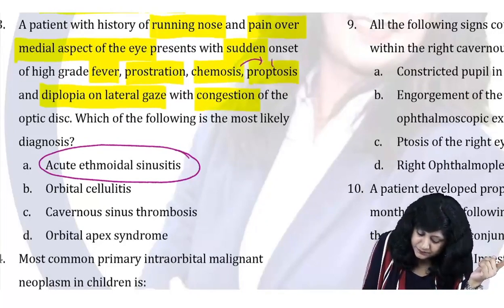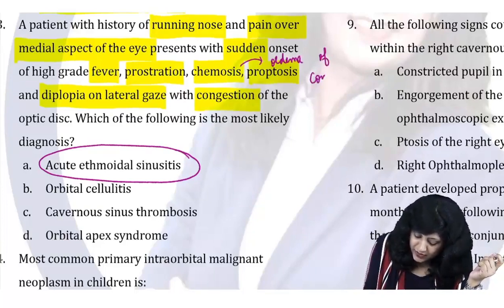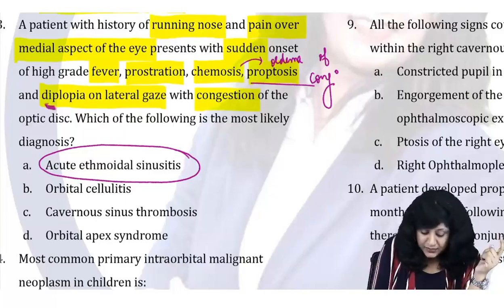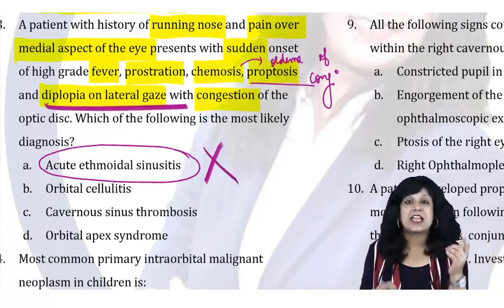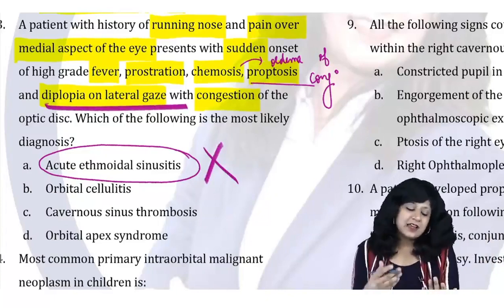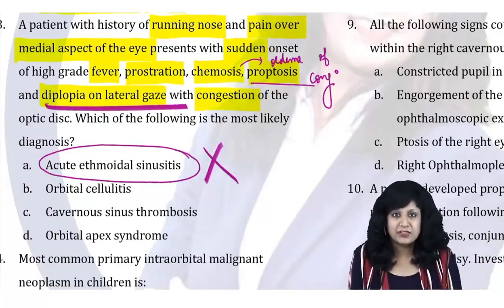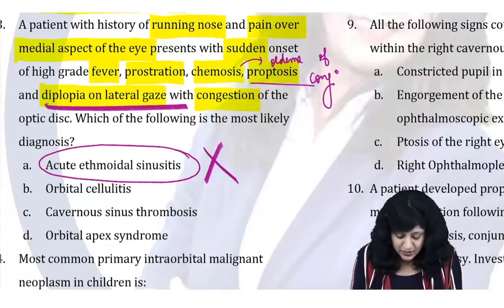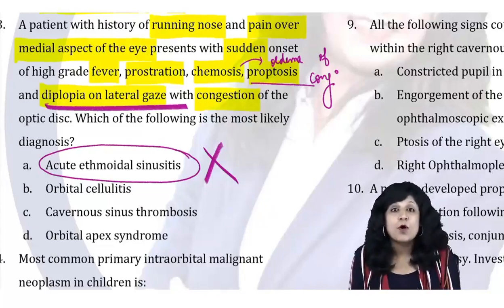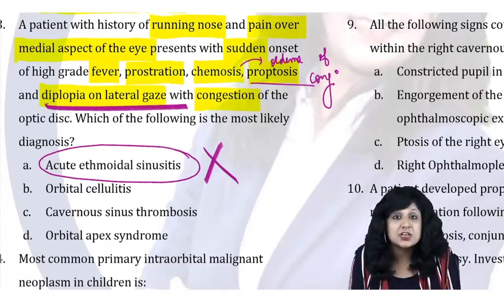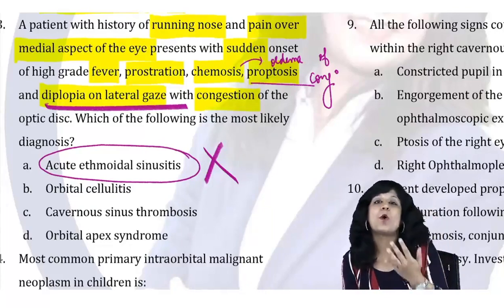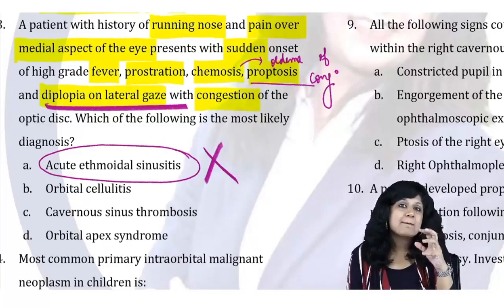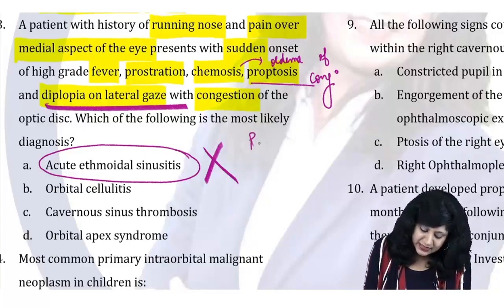Chemosis means the edema of the conjunctiva, the proptosis is there. Diplopia on the lateral gaze? No. The sinusitis patient will not develop, like fever I can think of. There can be fever and prostration. But definitely the sinusitis patient will not develop the chemosis, he will not develop congestion of the optic disc, and especially the diplopia. Because diplopia means the paralytic squint.